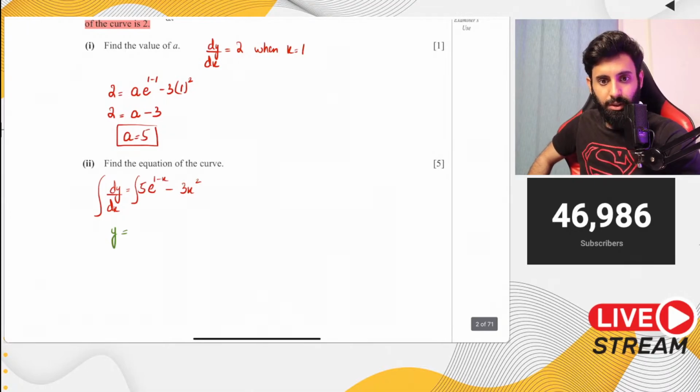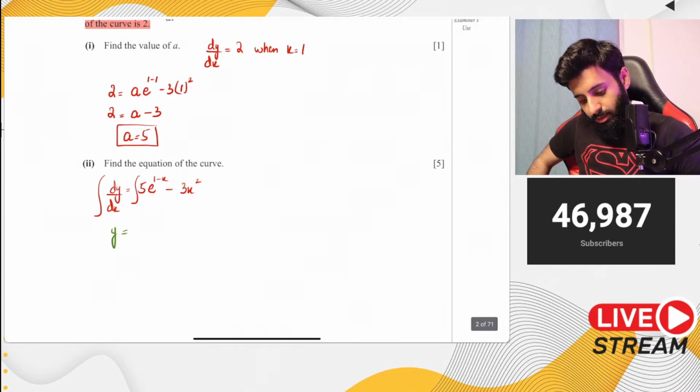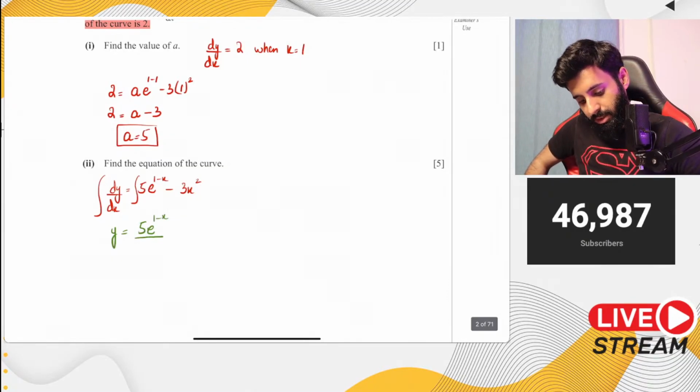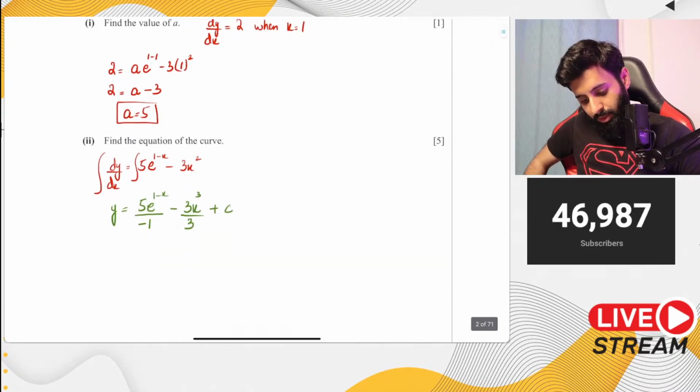Okay. And we're going to use all the rules of integration to integrate this. So 5 e to the power 1 minus x divided by the differential of the power 1 minus x, which is minus 1, minus 3, you add 1 to the power, this is a power function, divide by the new power, and then don't forget the plus c. Okay, so this is what we get so far. Minus 5 e to the power 1 minus x, minus x cube plus c.